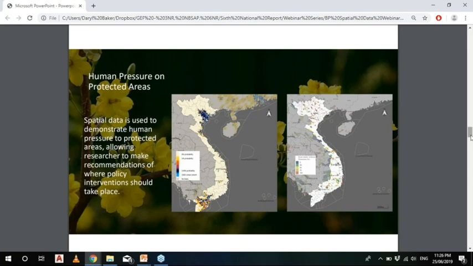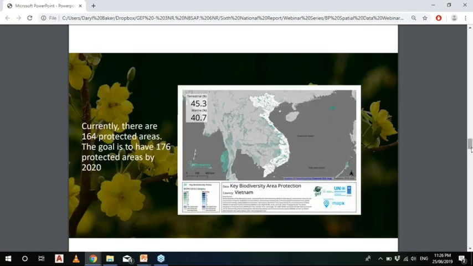Next slide. This map again shows our terrestrial areas. Currently we have about 164 areas, and the goal is to increase to 176 by 2020. And hopefully we are on track on this.